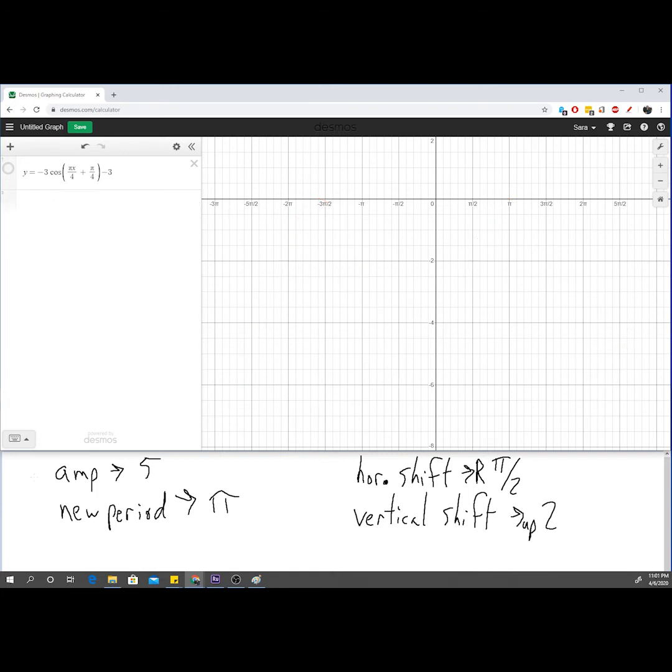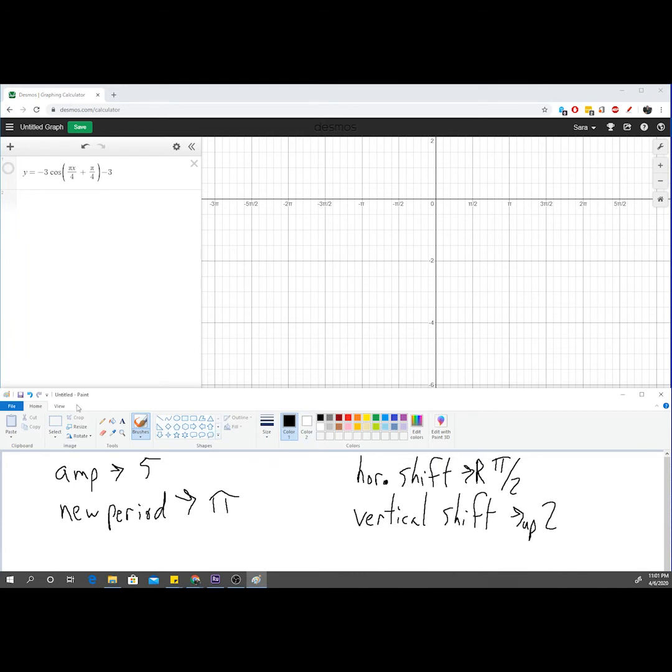We're going to go back and we're going to find the amplitude, the new period, and all of that other stuff. So, amplitude and vertical shift. Those are the easy ones to find. How is it that you find them? You look right at the equation.